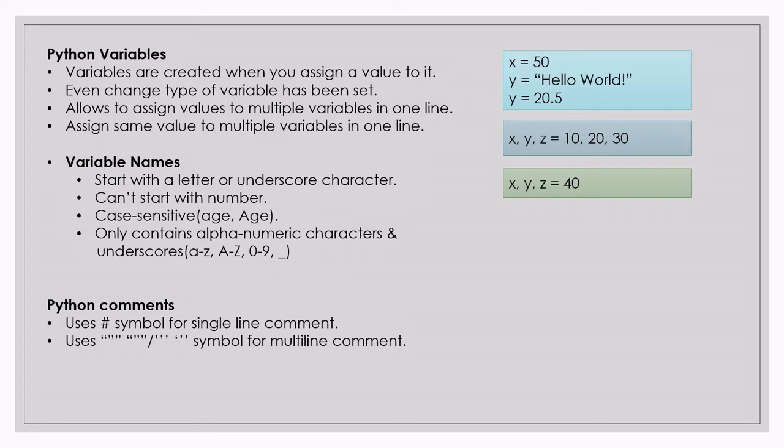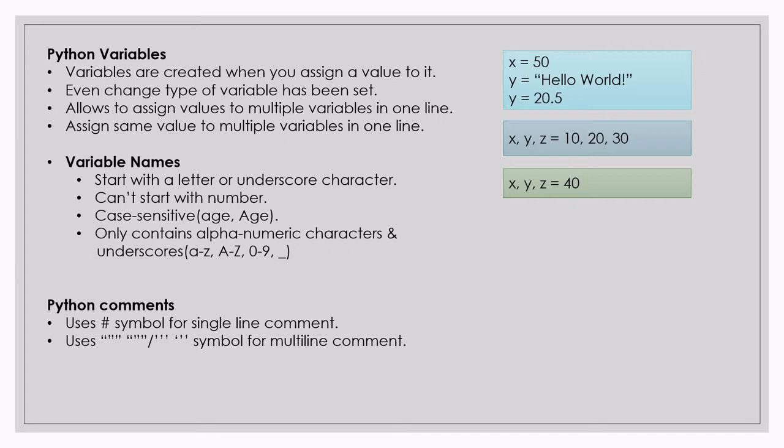Python variables only contain alphanumeric characters and underscores. That means we can use only small a to z, capital A to Z, 0 to 9, or underscore character to declare a variable. If we want to put a comment in Python, then how can we put a comment in Python?